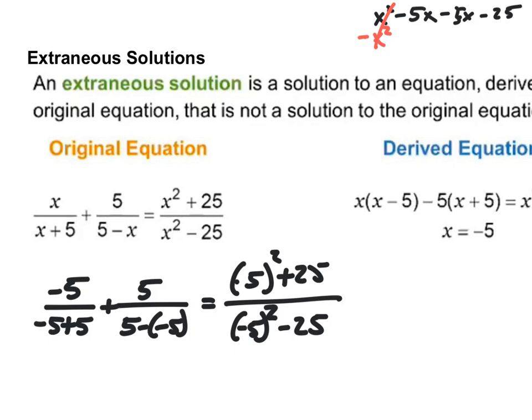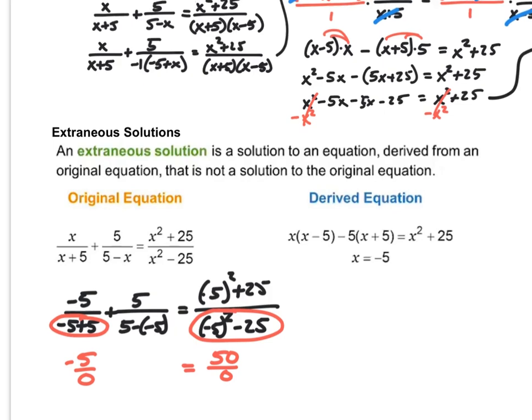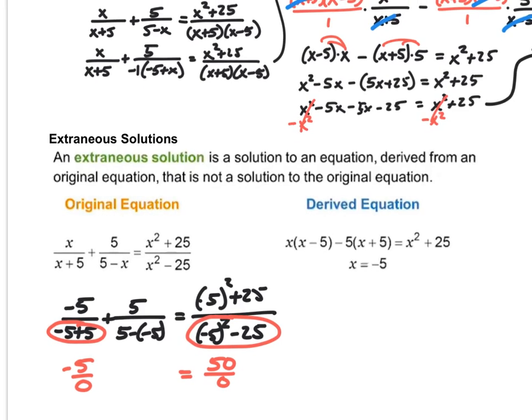What happens is that this part here becomes 0, so you get -5 over 0, which doesn't work. And then this part also becomes 0, so you end up getting the number 50 over 0. Now, this is an extraneous solution, a solution to an equation derived from an original equation that is not a solution to the original equation. So this is your solution, but it is an extraneous solution.